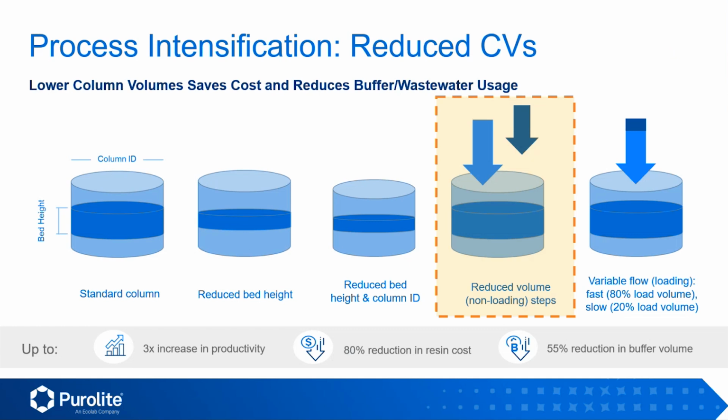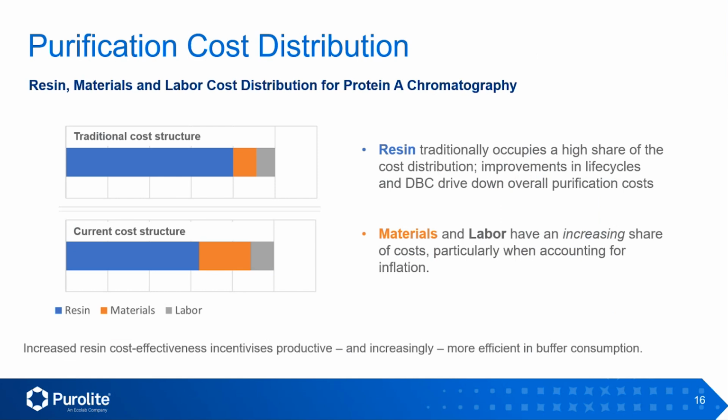There's other strategies which can be used, as I talked about. So the one I'll be looking at here is reducing the number of non-loading steps, so reducing the number of column volumes, and this can provide a lot of benefits in terms of buffer consumption, as well as the costs that can be saved here by adjusting those. The reason for this represents the trend that we're sort of seeing with purification cost distribution. So the top bar chart shows the traditional cost structure that might occur for a resin, materials and labor costs chart. So you can see that it's very much focused towards resin costs.